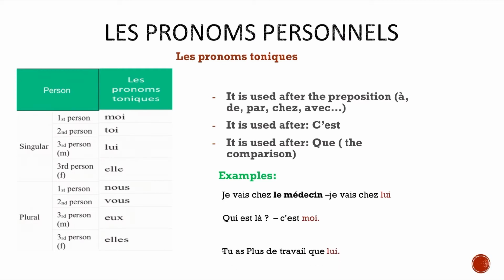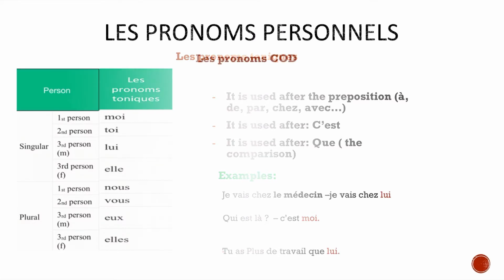The last example is tu as plus de travail que lui. It means you have more work than him. Le pronom tonique is also used in the comparison after que. Tu as plus de travail que lui. So let's recap. Les pronoms toniques sont moi, toi, lui, elle, nous, vous, eux, and elles. We use it to replace a person after the preposition à, de, par, chez, avec. We use it also after the expression c'est, or we use it to compare.